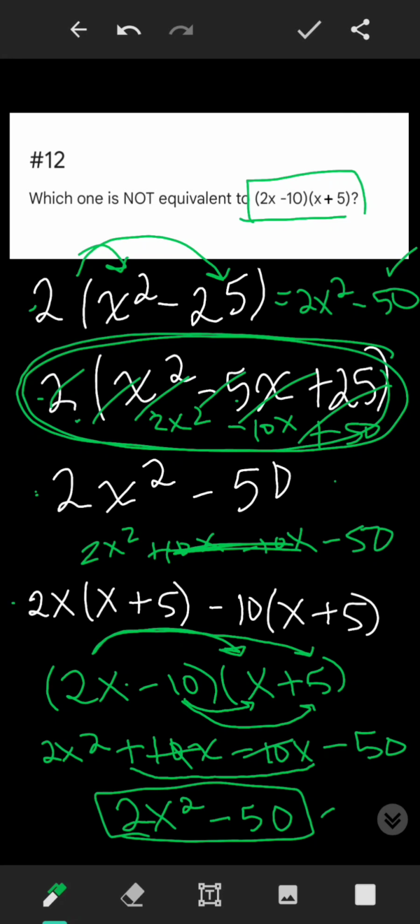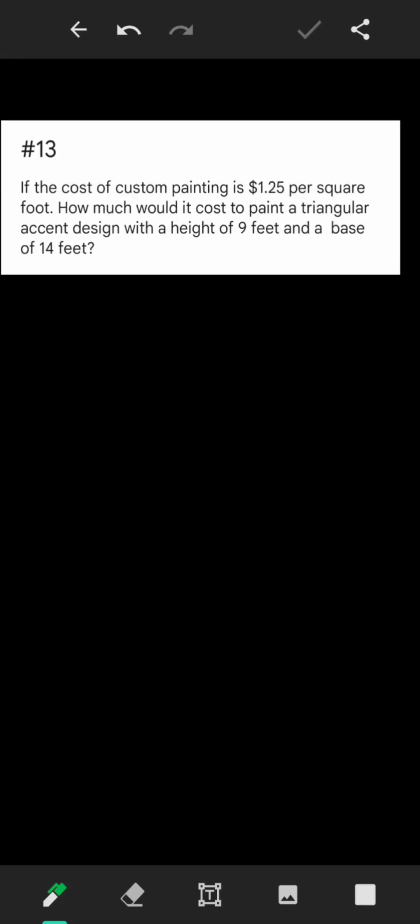If the cost of custom painting is $1.25 per square foot, how much would it cost to paint a triangular accent design with a height of 9 feet and a base of 14 feet?